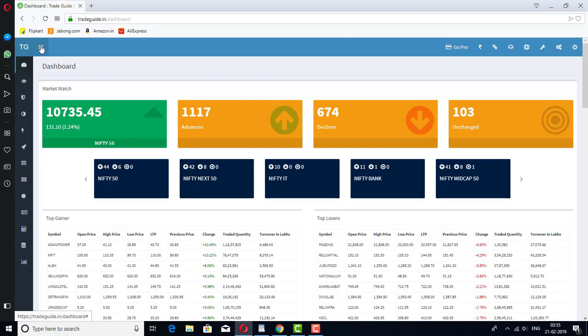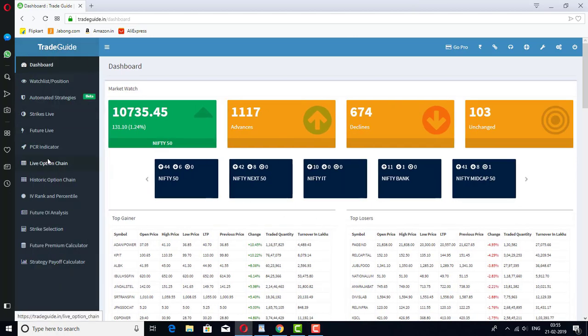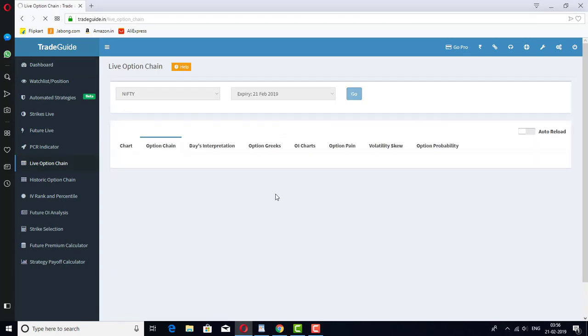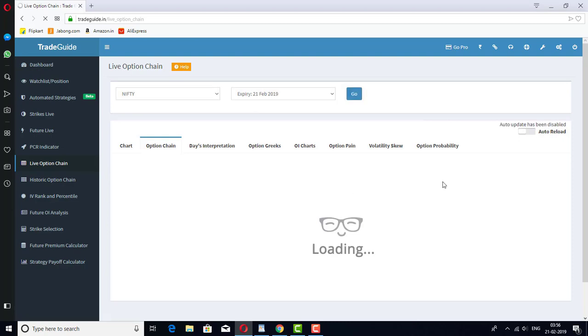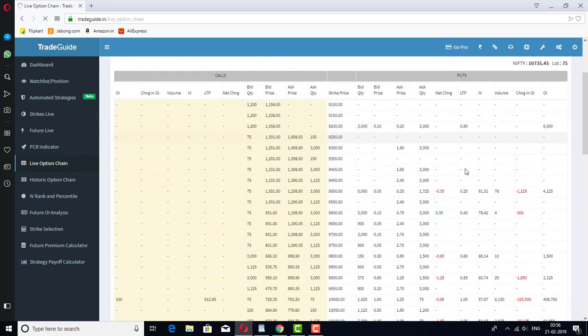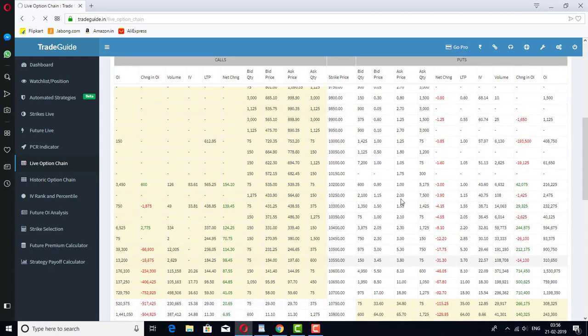You have to go to the left hand side option and click on the live option chain over here. When you click on the live option chain, this page appears. Today we are going to learn how to read this option chain and how to find support and resistance levels from this option chain data. This is similar to the data on the NSE website.